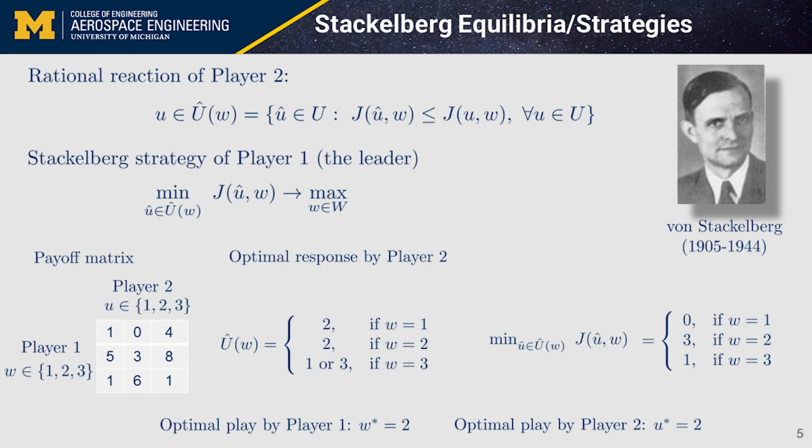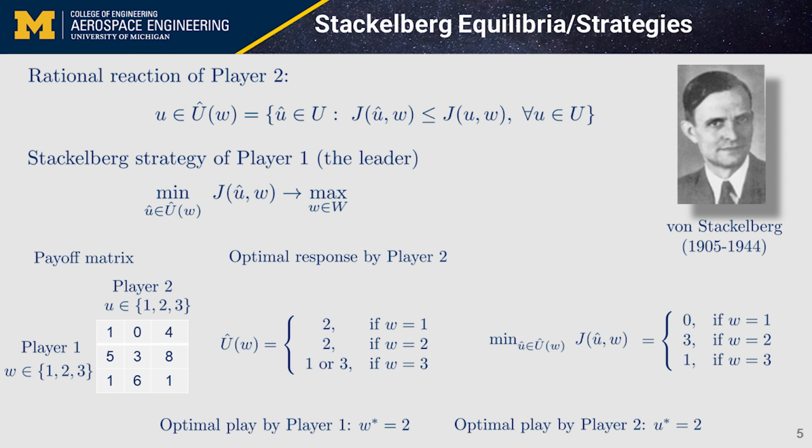So what happens in such a situation? Well, if you think that the agents are rational, then player two, the follower, would think in the following way. Suppose the leader takes an action W, then what I need to do is find an action u hat which minimizes my cost, because the second player wants to minimize the cost. And that results in a policy which, given W, gives me the value of the action u.